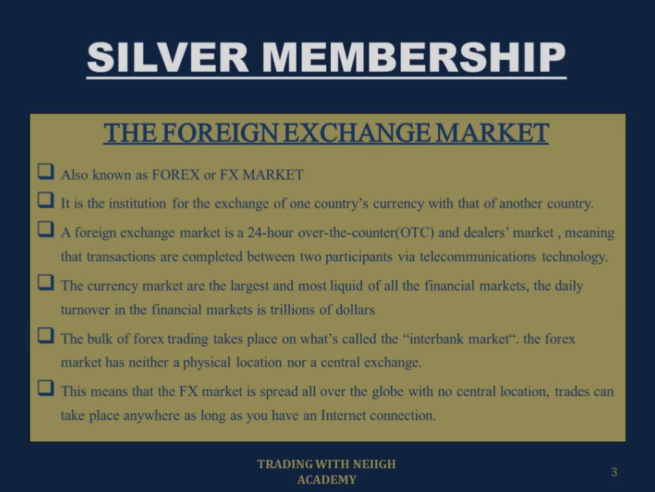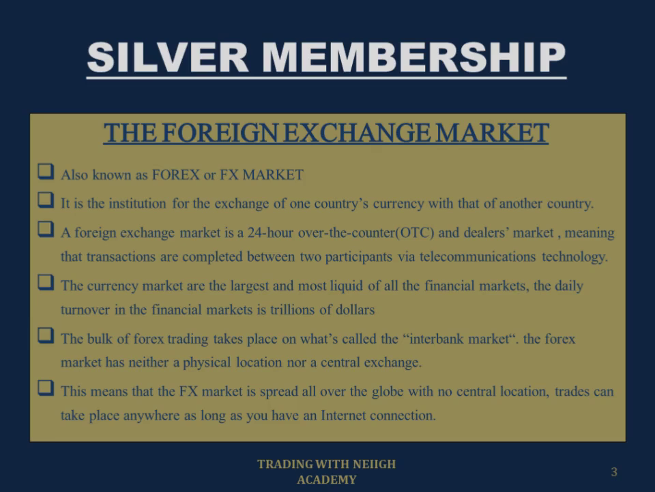So you are exchanging the currency of one country. Let's say you are exchanging the United States dollar with the Japanese yen. When you're exchanging the two, if you are buying the US dollar, you are simultaneously selling the Japanese yen. If you are buying the Japanese yen, you are simultaneously selling the US dollar. So that's what is happening. It is the institution for the exchange of one currency with that of another country.